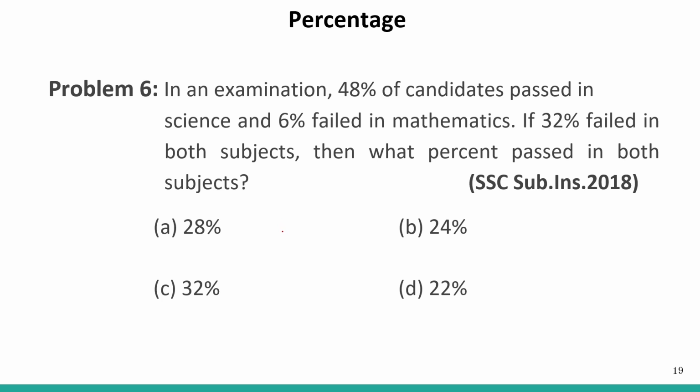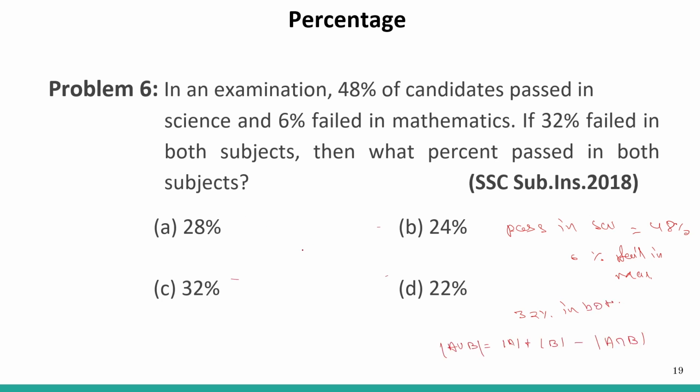So let's see problem number 6. In an examination, 48% of candidates passed in science and 6% failed in mathematics. If 32% failed in both the subjects, then what percent passed in both the subjects? So pass in science is equal to 48%, and 6% failed in math. 32% failed in both.